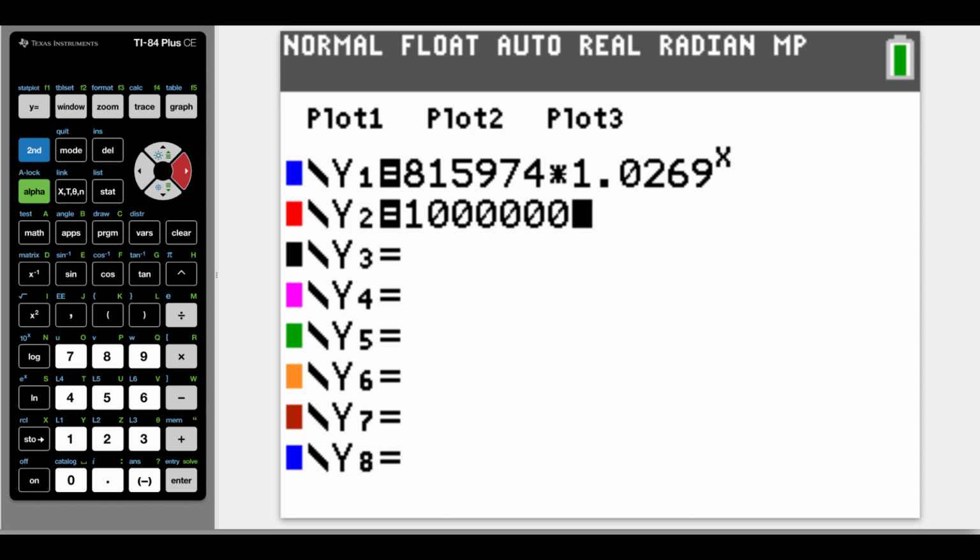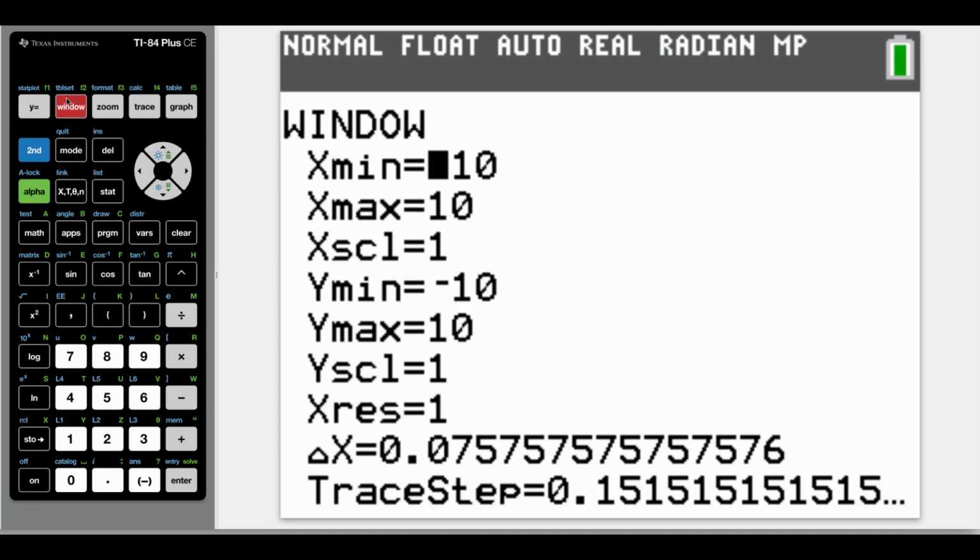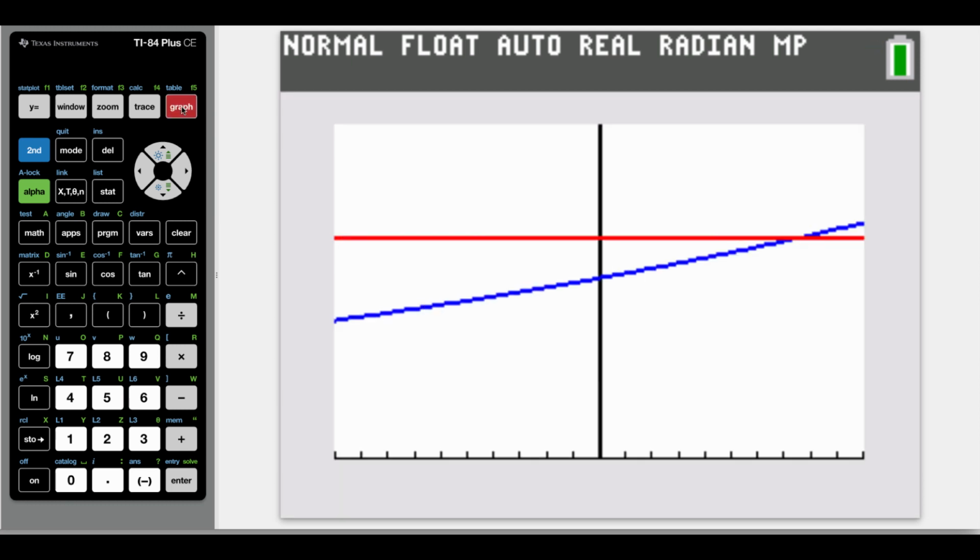Now, I will have to adjust my window. We want to figure out where our population is 1 million, and that second equation said y was going to equal 1 million. So I need my y maximum value to go above 1 million so that I can see where the intersection point is happening. I'm going to make my y maximum 1,500,000. Then when I hit graph, we'll get a picture that looks something like this.